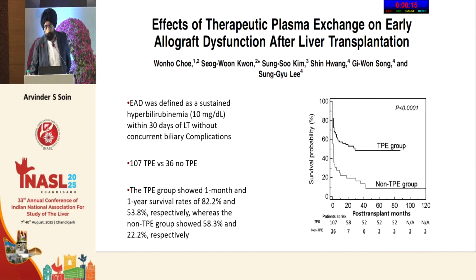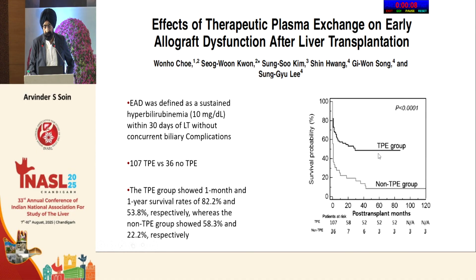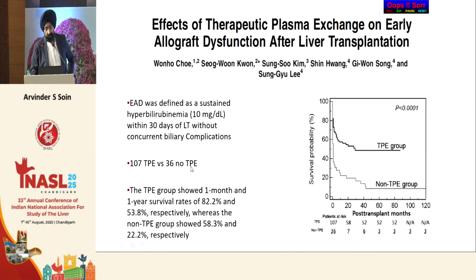Another paper from the same group showed that with plasmapheresis, they had a 30% higher graft survival than without plasmapheresis in a group that was supposed to have EAD, with a definition around bilirubin of 10 within 30 days of liver transplantation without concurrent biliary complications. So they had 107 in the plasmapheresis versus 36 in the no plasmapheresis group.